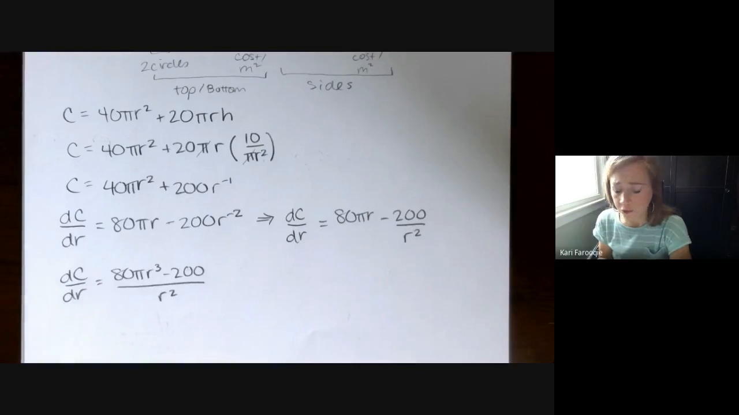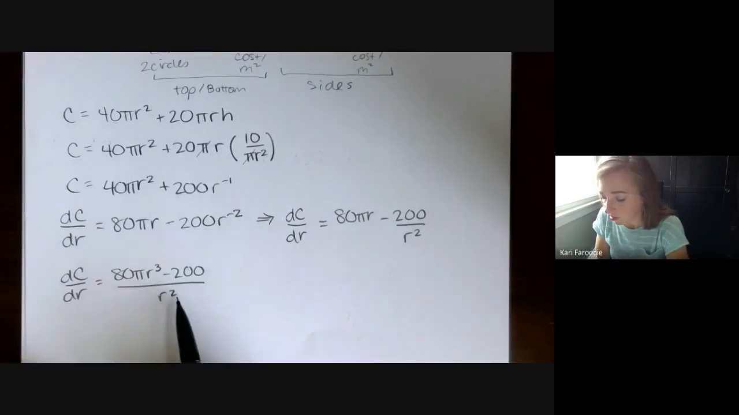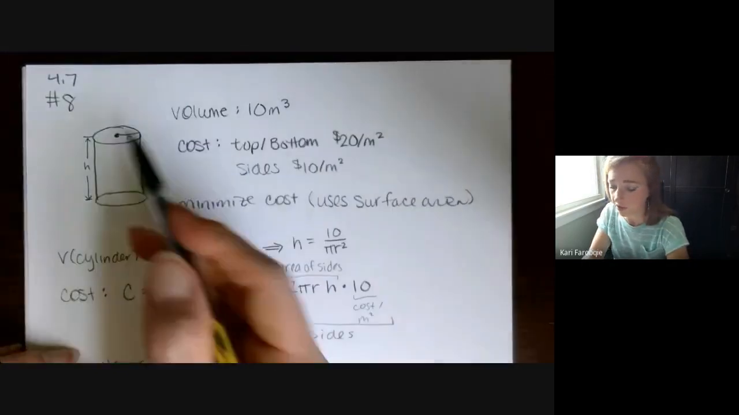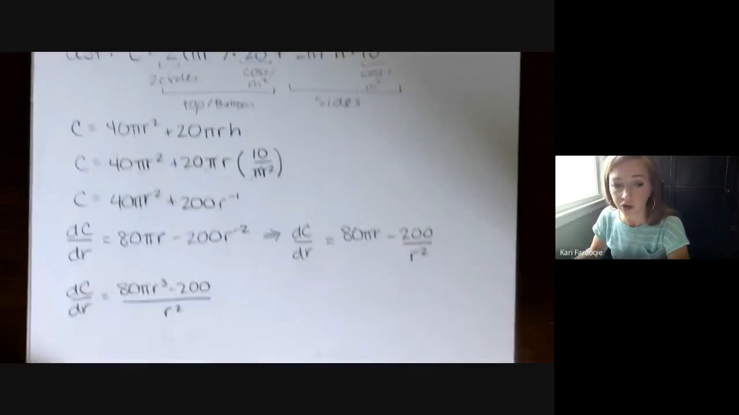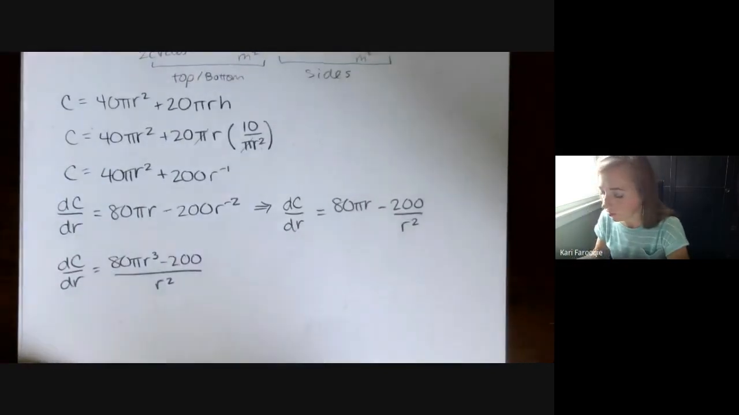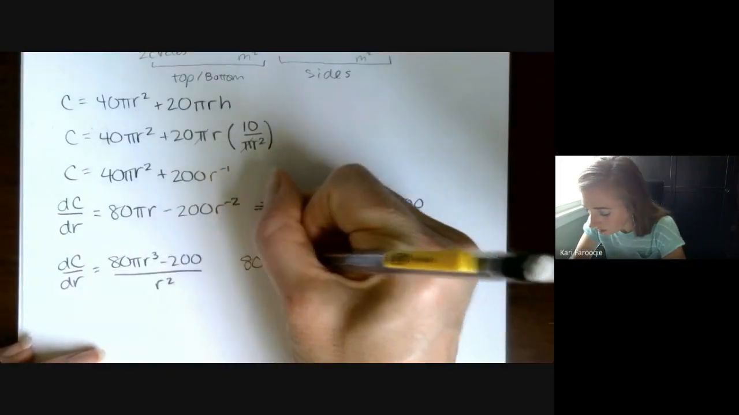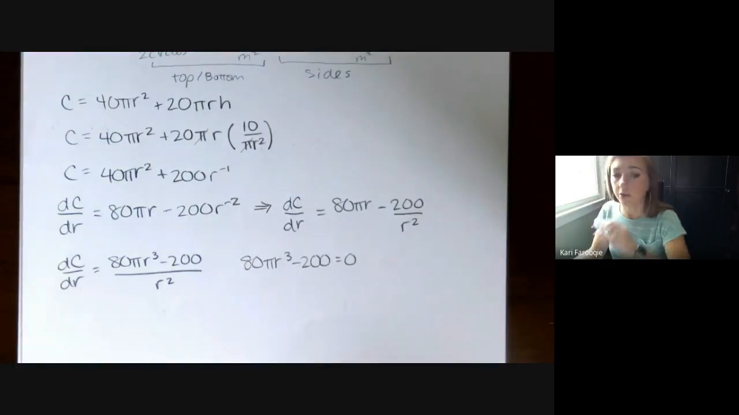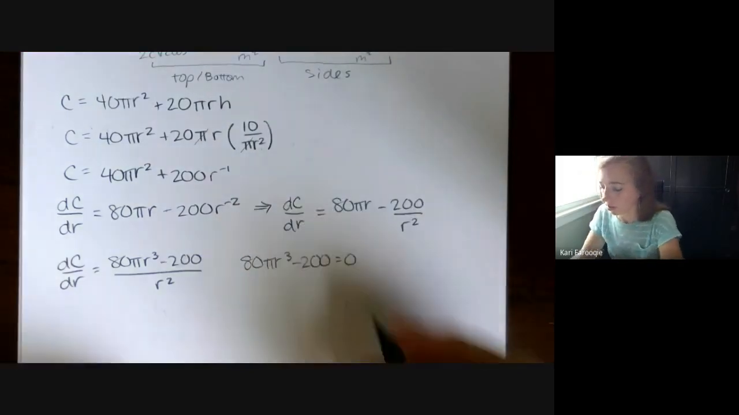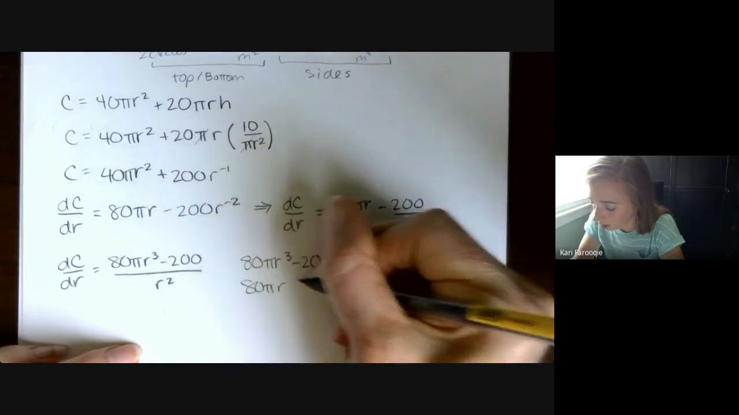So remember, when we're looking for critical numbers, the reason we don't need to worry about the denominator in this case is because the only way the denominator can be 0, which means dc dr would not exist, would be if r is 0. And then, of course, if r is 0, the radius is 0. And if the radius is 0, we don't have a cylinder. So we don't actually have to worry about that instance in this case. But we can go ahead and take the numerator and set it equal to 0, and solve for r.